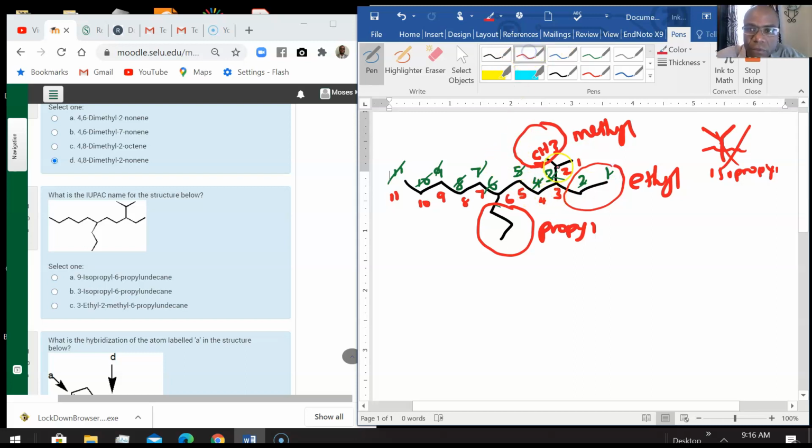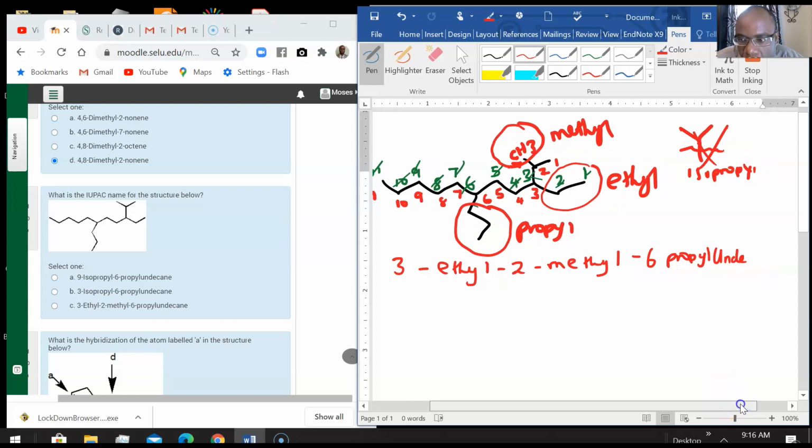So you have a methyl on 2 and ethyl on 3. So we go with the E, ethyl, and then M comes before P, so it's 2-methyl, and then you have propyl on 6, so 6-propyl, and then of course you have 11 carbons, so it's undecane. That will be the IUPAC name.